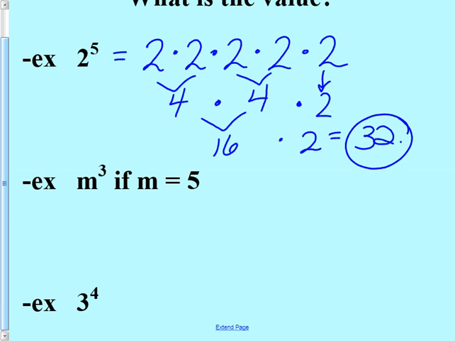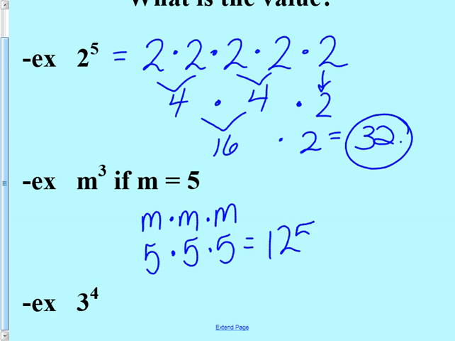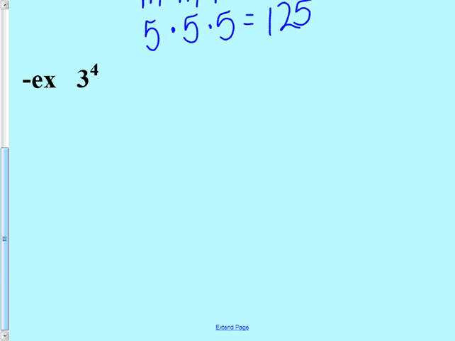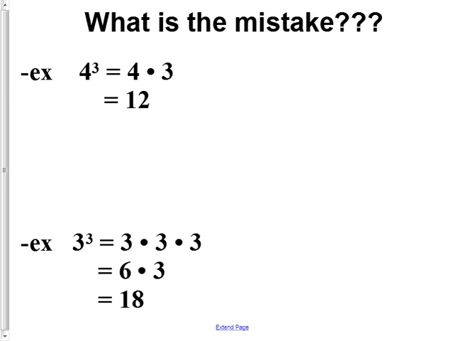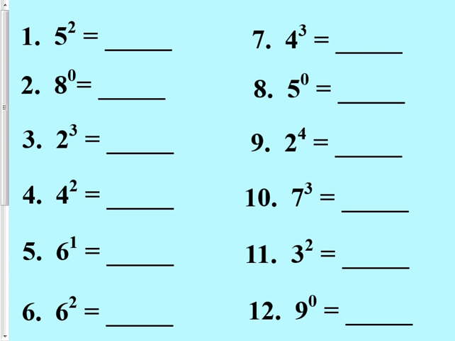M cubed if m equals 5. Now this one's a little different because we actually know that m is equal to 5. So if we want to do m times m times m, that means we can do 5 times 5 times 5, which is 125. And then last but not least, 3 to the 4th power means 3 times 3 times 3 times 3. 3 times 3 is 9. 3 times 3 is 9. 9 times 9 is 81. So 3 to the 4th power is 81. All right, try these on your own and then check them and see if you did them correctly.